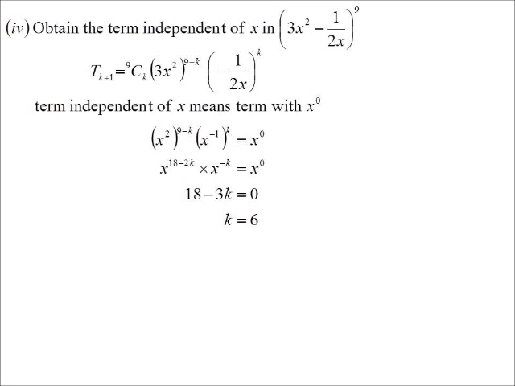So the powers, well, square it, so that power becomes 18 minus 2k. The second one's negative k. Add the powers. We end up with k has to be 6 for this one. So now I can go back and substitute in and work out what the actual term is. So 9C6, 3x squared cubed, minus 1 on 2x to the power of 6. Well, we know the x's are going to disappear anyway. So I get 9C6, 3 cubed, over 2 to the power of 6. Again, that would be the unsimplified answer.